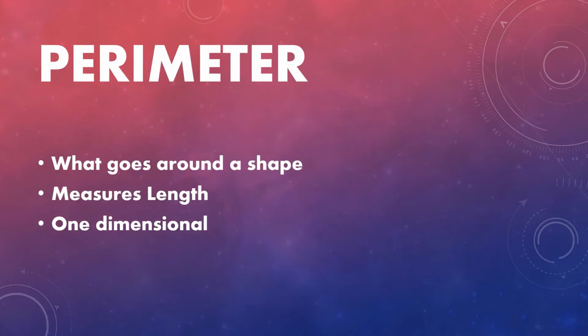So what is perimeter anyways? Well, perimeter measures what goes around a shape. And it only measures length, and it is one-dimensional.